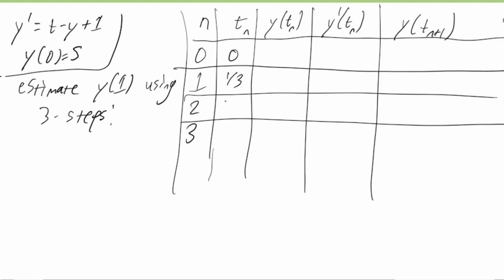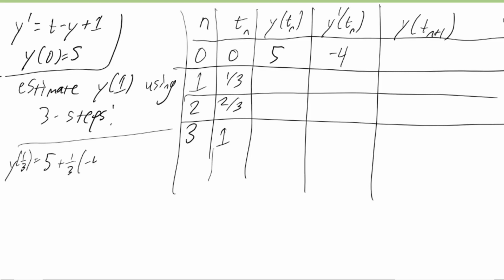And the first row is usually really easy to fill out. It's just going to be our initial condition. So y of 0 equals 5. And then our derivative, we already computed, it's going to be -4. And now we're taking a step of size 1/3 with a slope of -4. So we're subtracting 4/3 from 5. And so y of 1/3 is approximately 11/3.